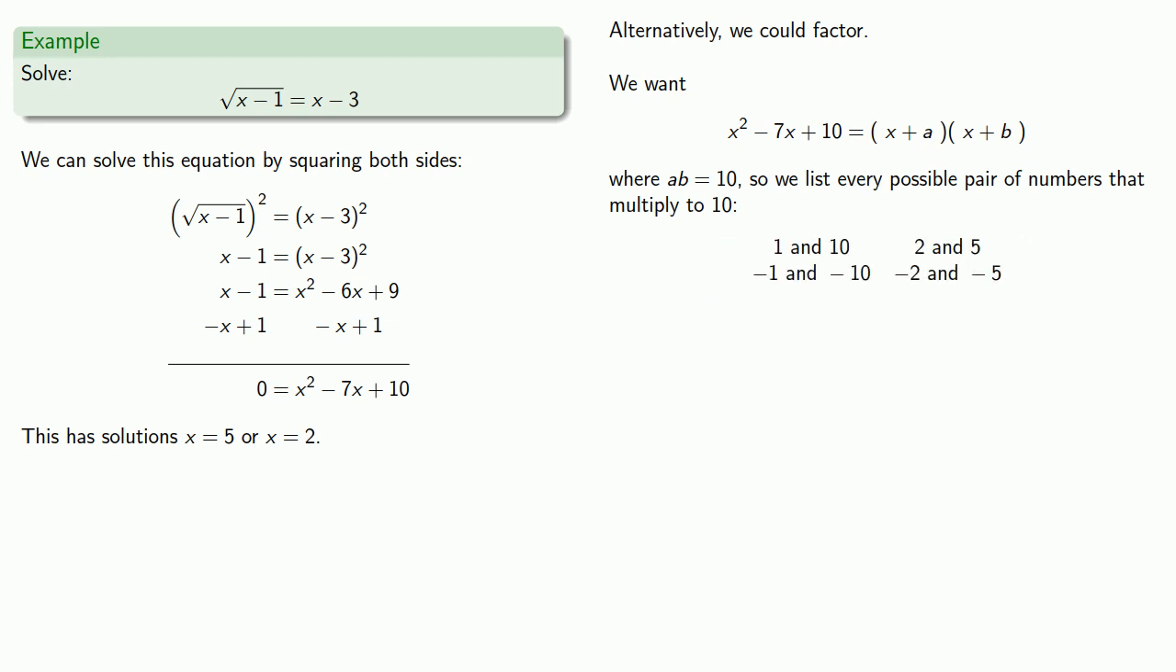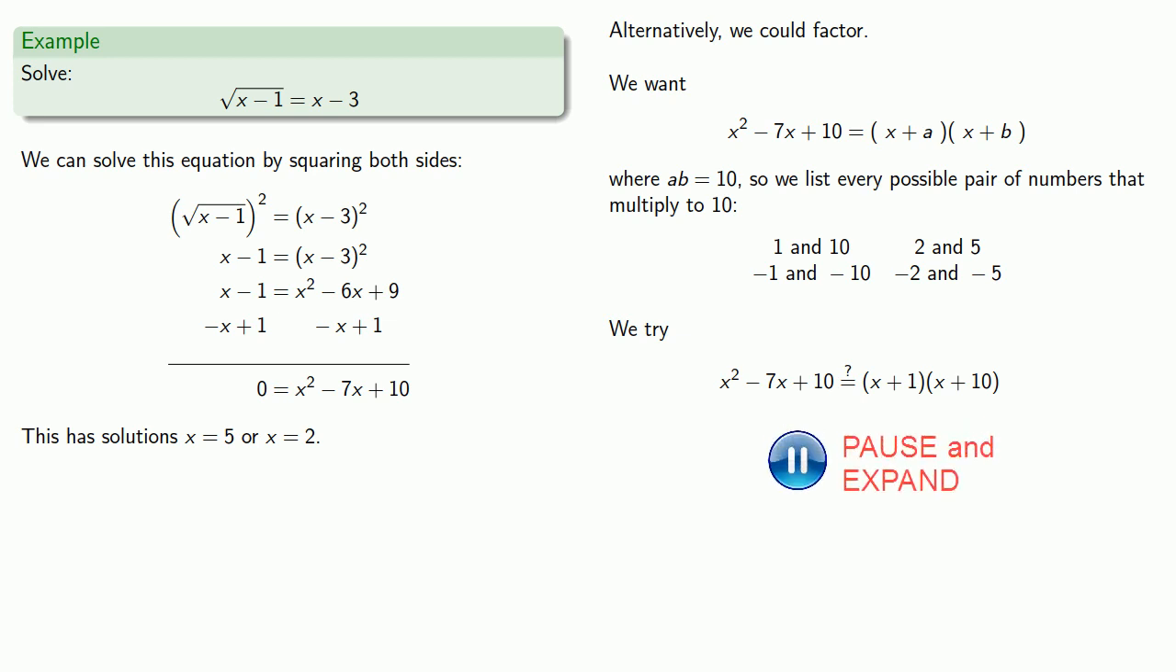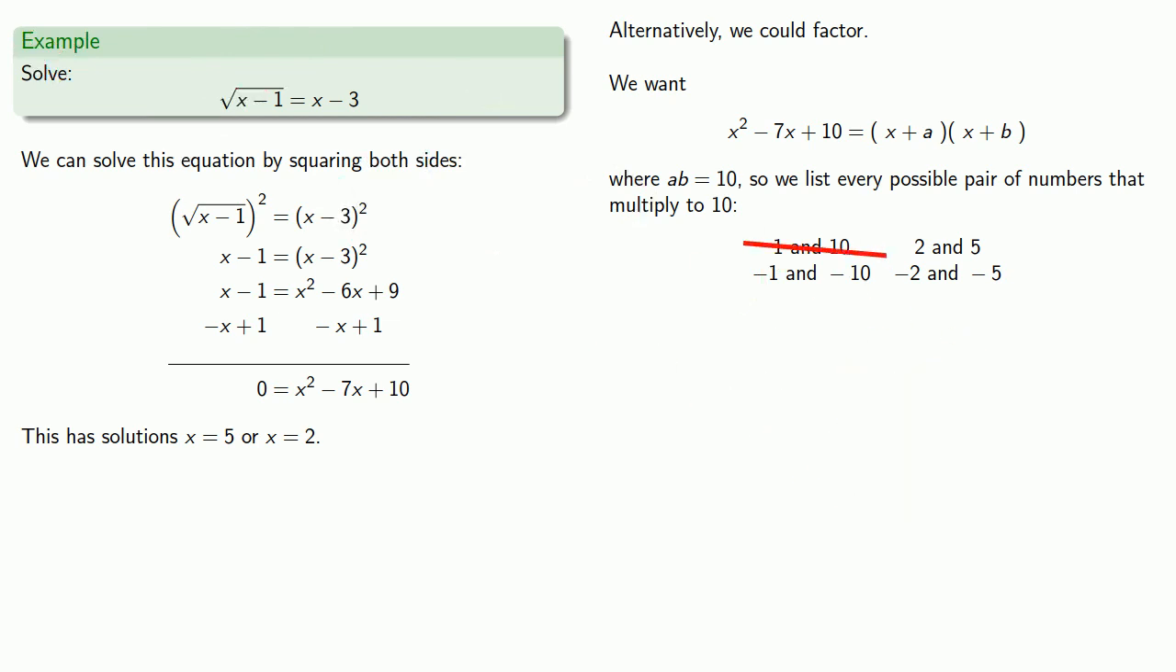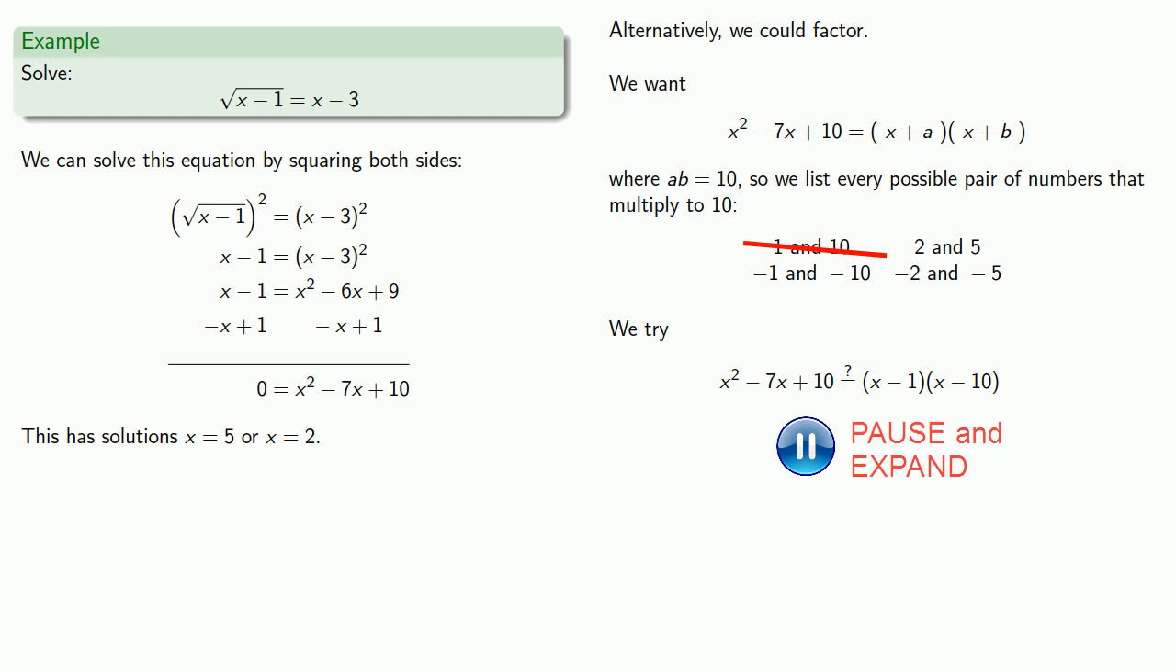And at this point, the only thing we can do is to try every one of these until we either find a factorization or determine that none of them work. So let's try 1 and 10. So we want to see if x squared minus 7x plus 10 is equal to the product x plus 1 times x plus 10. So we'll expand, simplify, and they are not equal. So we try our next possibilities, minus 1 and minus 10. So we want to see if x squared minus 7x plus 10 is equal to x minus 1 times x minus 10. So we expand and find that they are not equal.